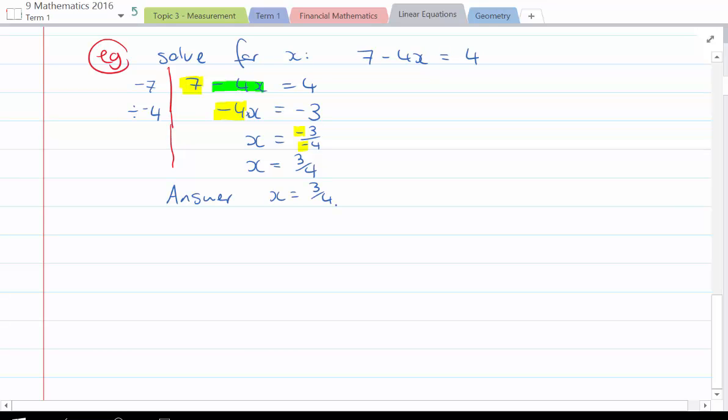Okay, that concludes our first lesson. That's just an introduction into solving linear equations. We'll look back at more complex scenarios in the following lessons.